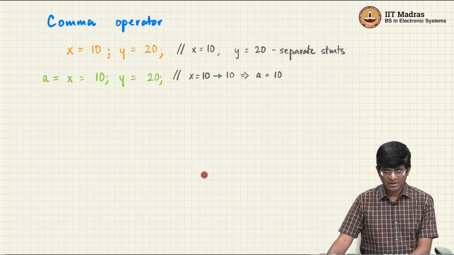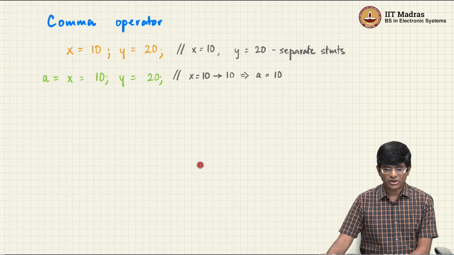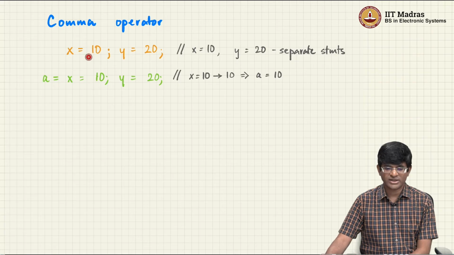Okay, yet another operator that is available in C is what's called the comma operator. And one way of explaining it is to say that supposing I have values such as x is equal to 10 and y is equal to 20, I can effectively just have them as two separate statements, right. I can assign x equal to 10 as one statement, y equal to 20 as yet another statement, and it does what you expect. X gets the value 10, y gets the value 20. Now what if I do something like a equals x equals 10? Now x equals 10 returns the value 10, so a should also get the value 10, right.